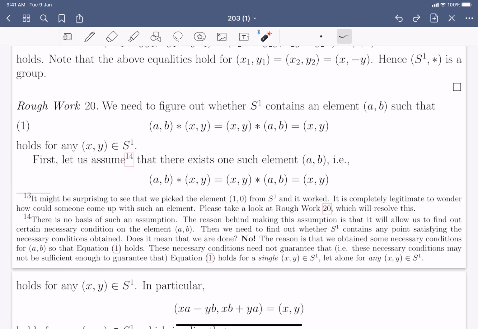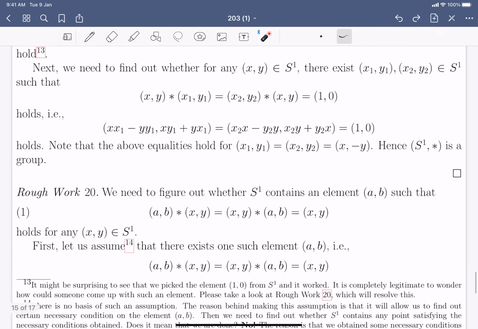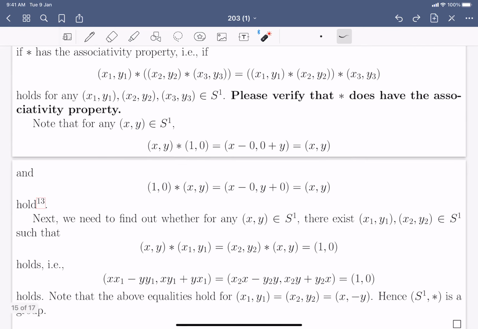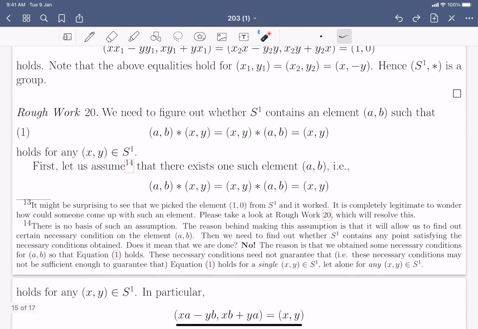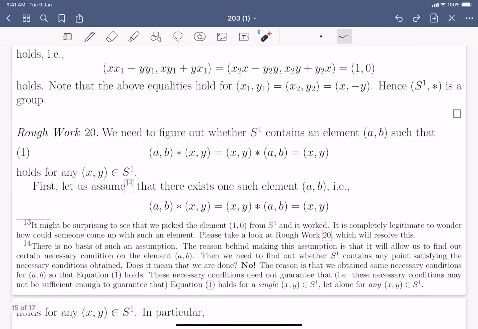First you assume that there is some identity element. In other words, we assume that S1 contains an element (A, B). Note that this is part of the rough work. This is something we go through, but it is not something that you write in a proof. You write out the final output essentially. The rough work is important for explaining, but it is not important within the proof. You may say that you are able to come up with the proof just because you did the rough work. You are right, but this is a standard practice.